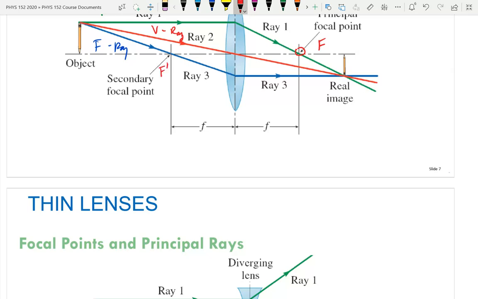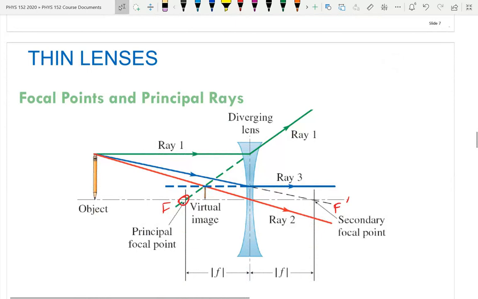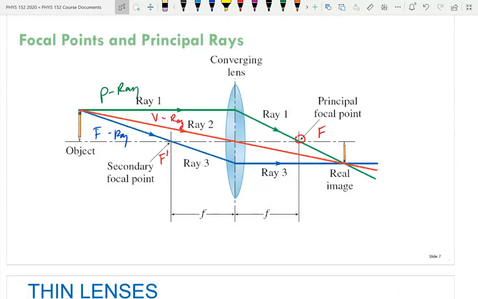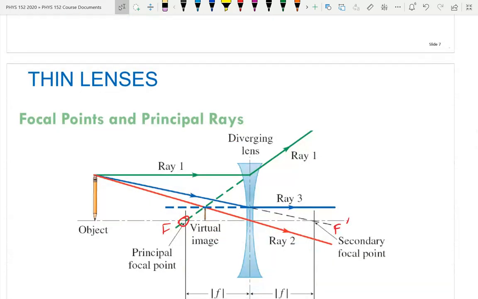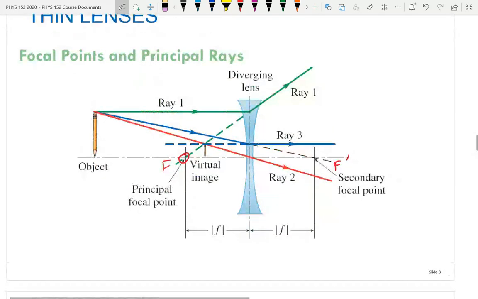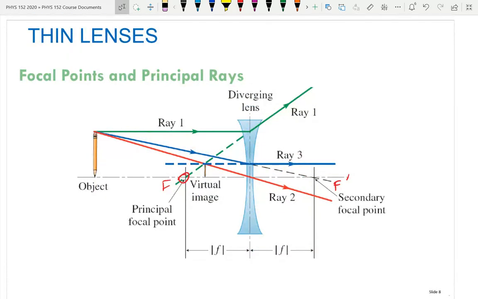Go ahead, sir. Yes, diverging or converging. Concave means diverging. So then on the picture above this, the primary focal point is past the lens. Yes. On the diverging one, the primary focal point is before. That's right. Do you mind defining each of the rays while we're looking at the examples?